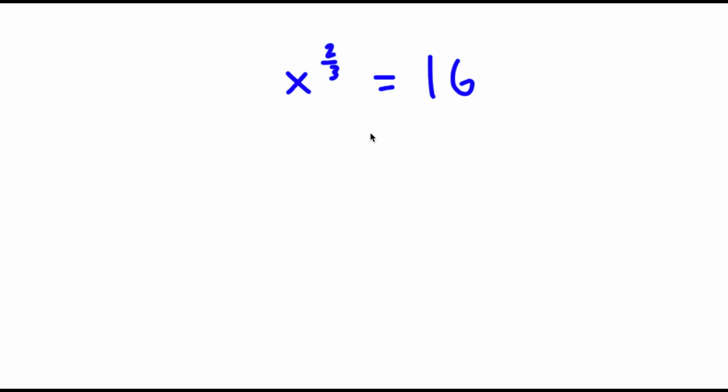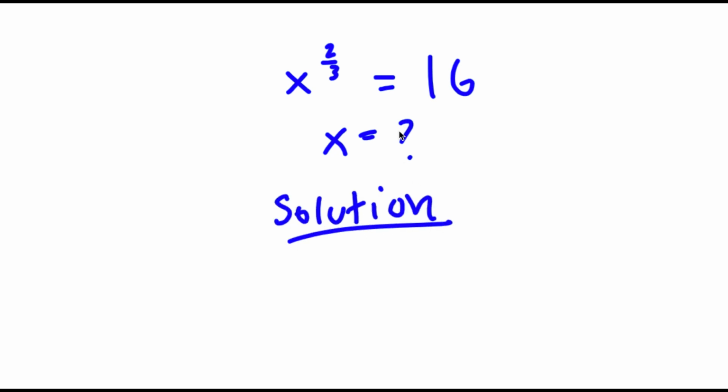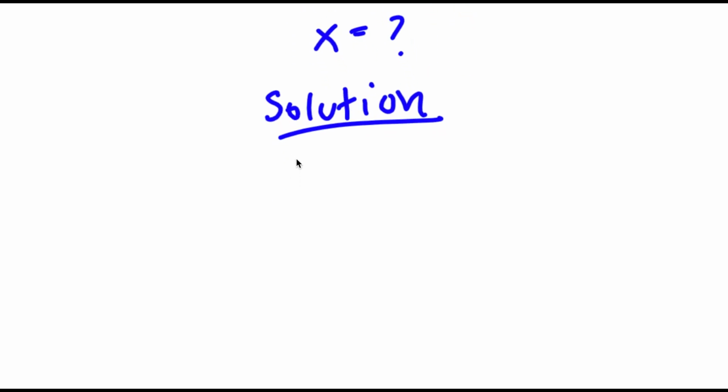Alright, so in this problem, I have x to the power of 2 over 3 is equal to 16. So I obviously want to find the value of x here. So for my solution, I'm going to rewrite this. I'm actually going to take the power of 3 over 2 on both sides.